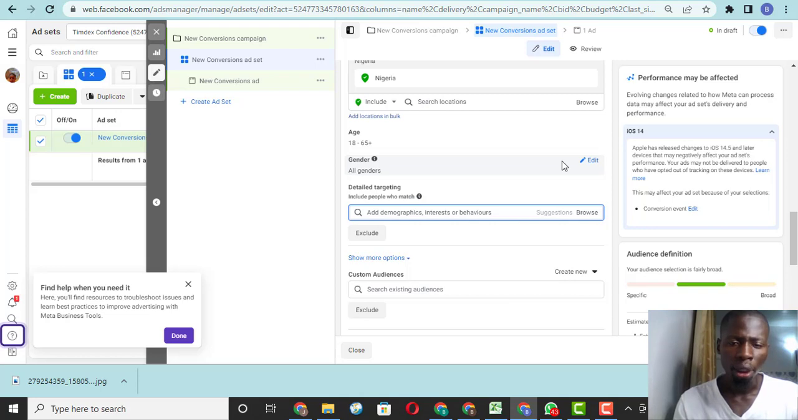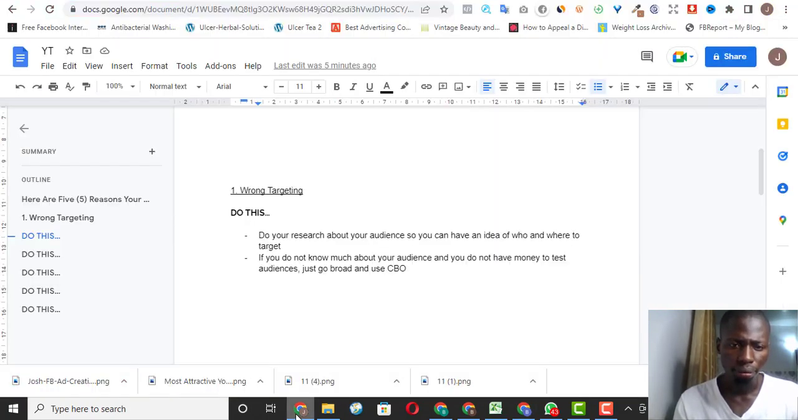And that said, I'm also going to show you tips on how you can get better with your targeting. All right, so for you to get better with your targeting, here's what you should do. You should do your research about your audience so that you have an idea of who and where your target audience is. Okay, you want to know the location where your target audience is.